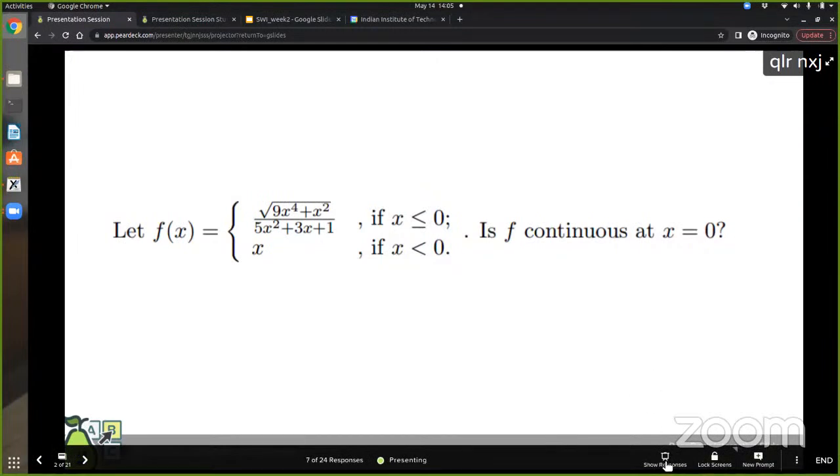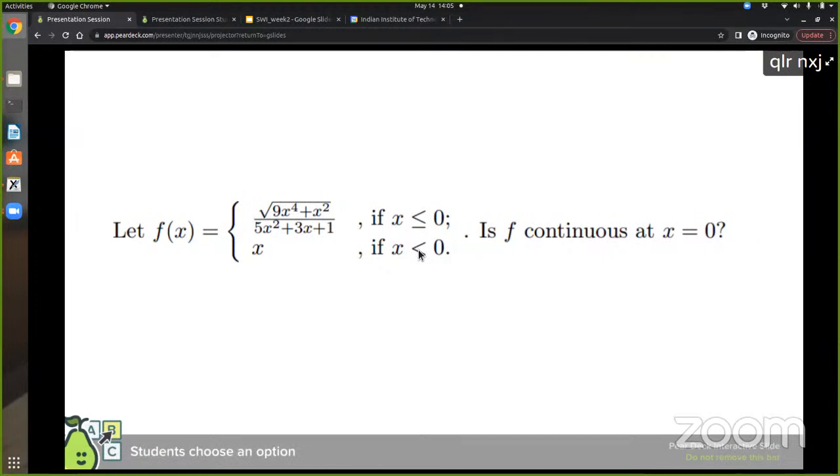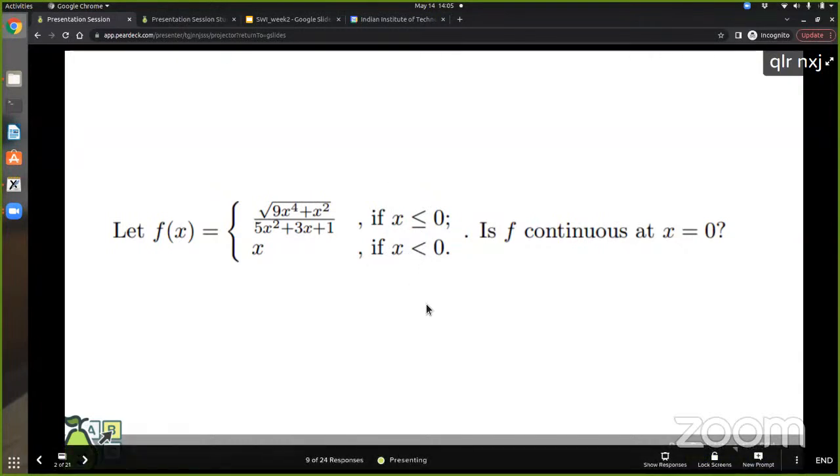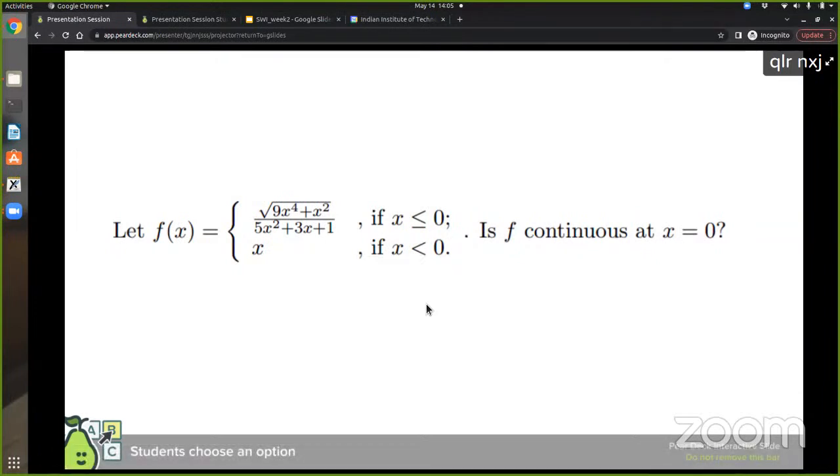Ma'am, here, it means both less than and less than or equal to? The bottom one has to be greater than. Yeah, I'm sorry, I'll fix it. The bottom one is greater than.